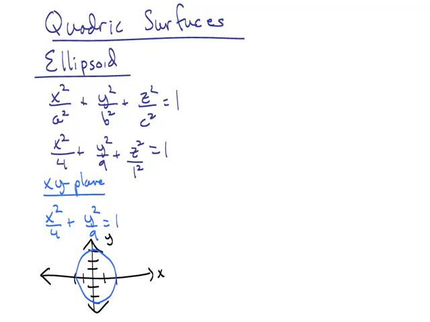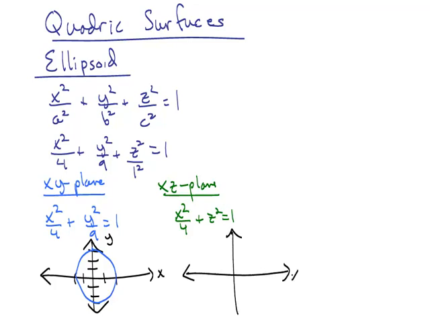Now let's go to the xz plane. On the xz plane, we just have the equation y is equal to 0 here, x squared over 4 plus z squared is equal to 1. Sketching the graph of that, we're going to be intercepting the z-axis at plus or minus 1, and the x-axis at plus or minus 2.